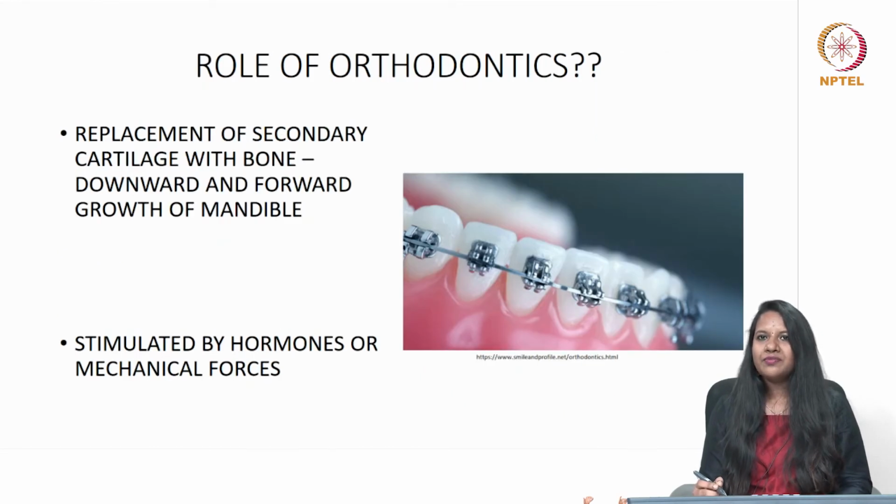What is the use of this secondary cartilage in orthodontics? Replacement of this secondary cartilage with bone permits downward and forward growth of the mandible, which is stimulated internally by hormones and externally by the mechanical forces by means of functional appliances, which are used in orthodontics to move the mandible downward and forward.